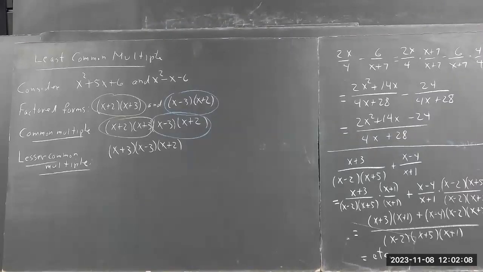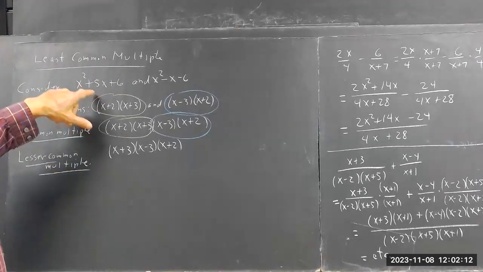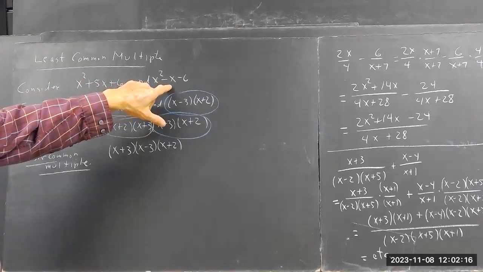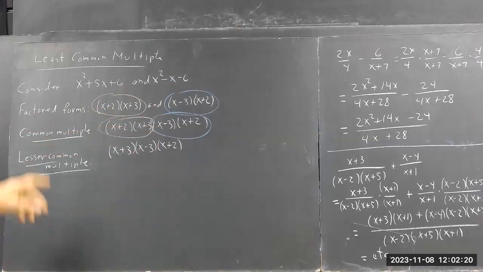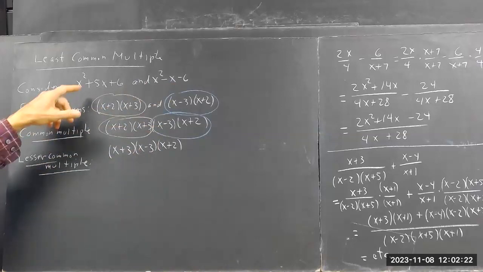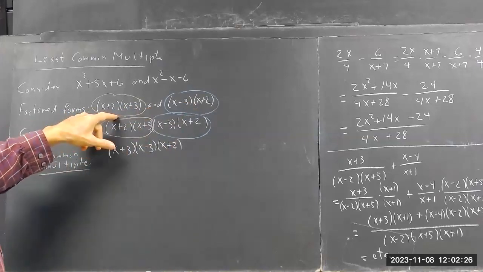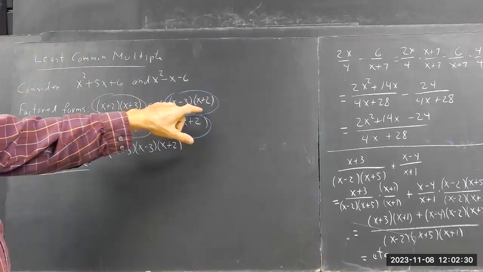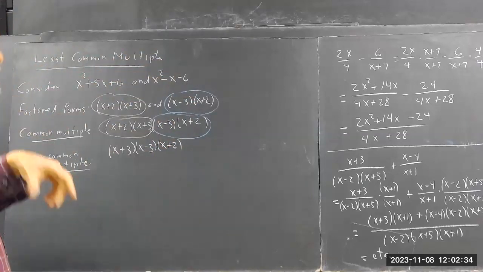Okay. Talking about least common multiple. Consider the two expressions, x squared plus 5x plus 6 and x squared minus x minus 6. The factor forms of these expressions, well, we just factor them. We know that these are the factors. x plus 2 times x plus 3 gives you this. x minus 3 times x plus 2 gives you this.